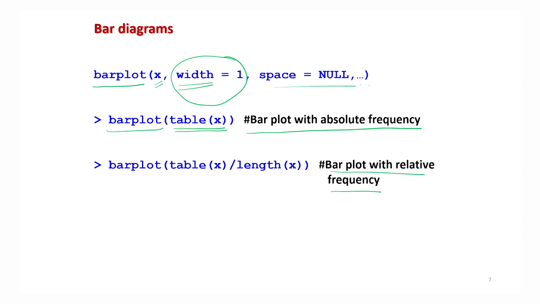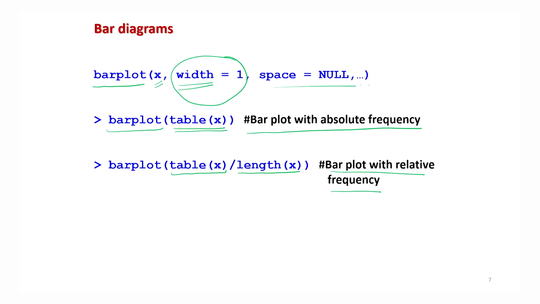So if you want to create the bar plot, you have to simply consider table of x divided by length of x. Length of x is going to give you the total number of observations in the data vector x, and then whatever is plotted in the bar plot will be the relative frequency. So relative frequency always lies between 0 and 1.